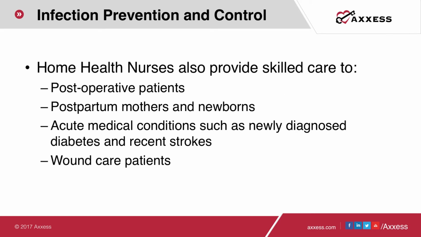We also know that home health nurses and other staff members provide skilled care to post-operative patients, postpartum mothers and newborns, acute medical conditions like newly diagnosed diabetes and recent strokes, wound care patients, patients who have a lot of different comorbid conditions, and again, all of these different things cause that patient to be at higher risk for developing an infection. So we have to really hone in on our skills, our assessment skills, and our training to make sure that our patients and caregivers also understand what to look for and how to prevent infections.